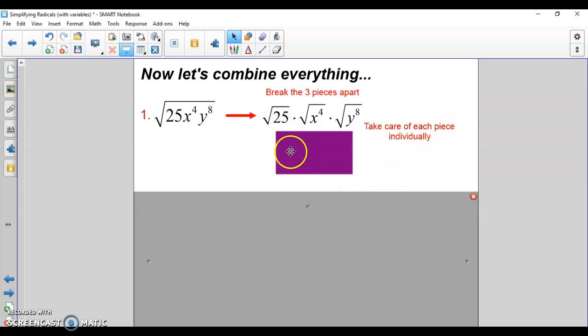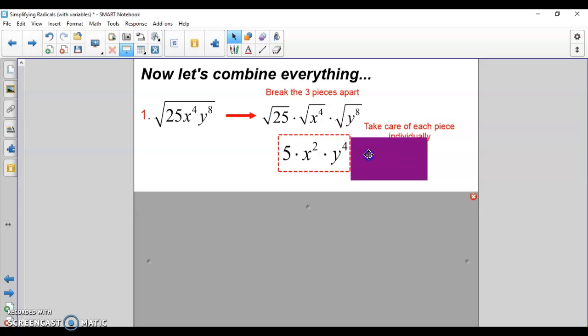Square root of 25 comes out nice. It's just 5. Square root of x to the 4th comes out nice as well. You just divide it in half. 4 is an even number, so it's just x squared. Square root of y to the 8th, same deal. I just cut that in half because it's an even number, so it's y to the 4th. We happen to be done. That's our answer. It's nice when everything's perfect squares. Makes it pretty easy to deal with.